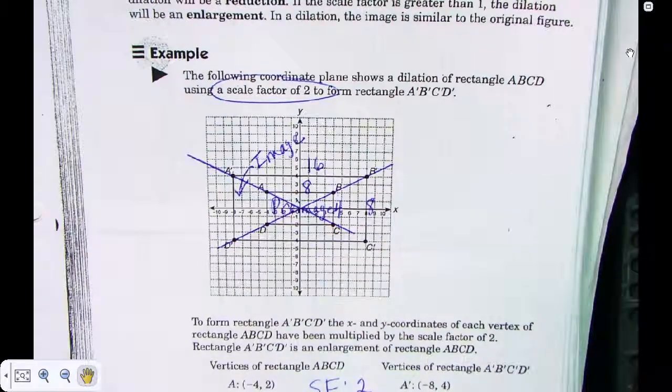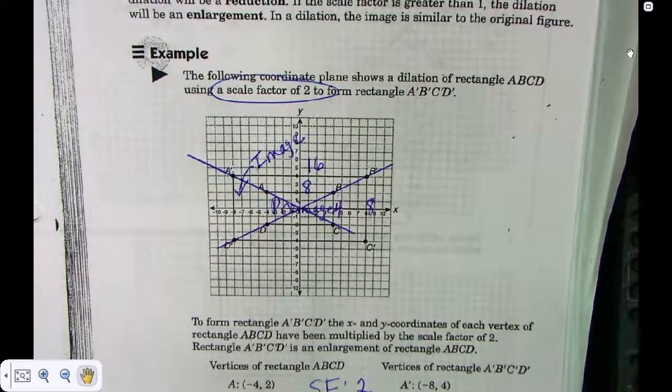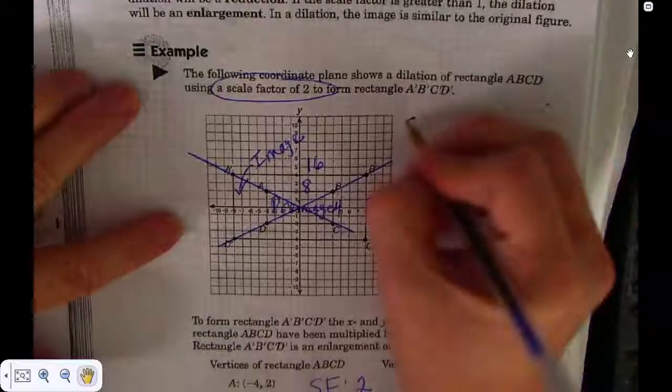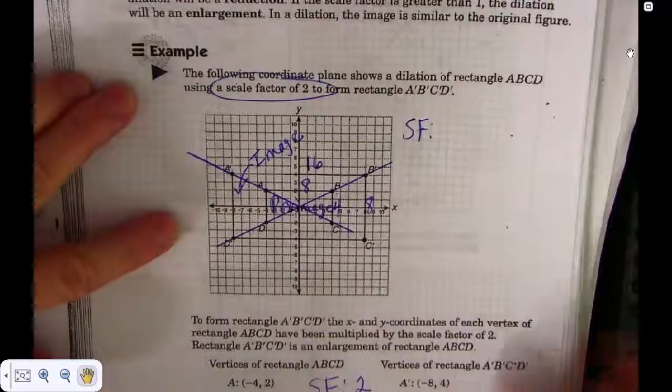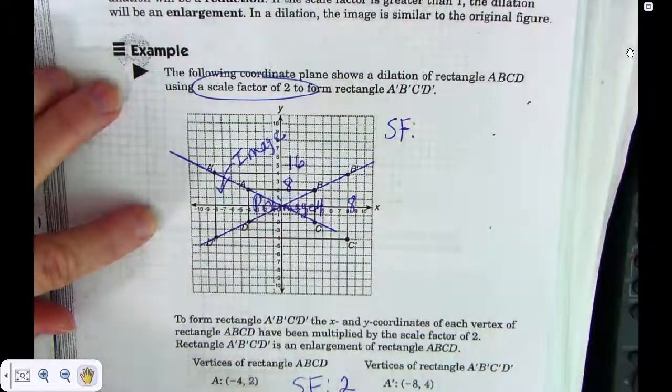Okay? Now, let's pretend for a minute we don't know the scale factor is 2. I'm going to show you how to get it, because sometimes that's what they want you to do, is find the scale factor. So what I'm going to do is put SF up there. SF.